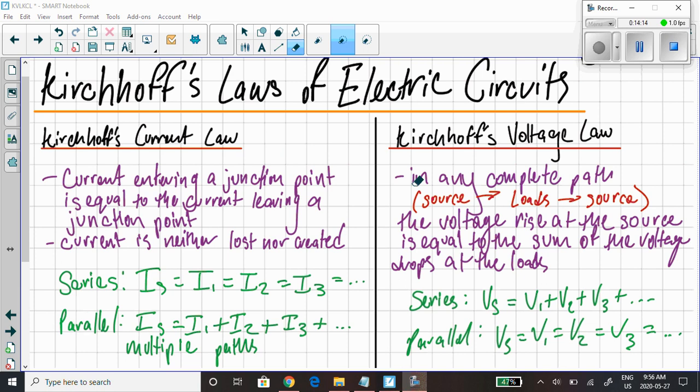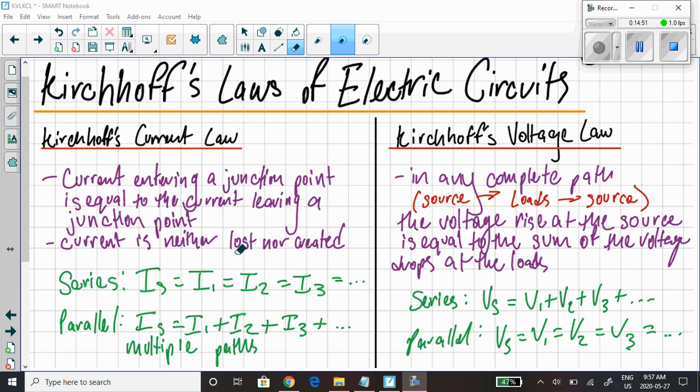Now, who discovered all of this stuff with series and parallel circuits and how the current is acting in one and how the current is acting differently in the other one, and the same thing with voltage? Well, it was a gentleman named, how do you think that's pronounced? It's actually Kirchhoff. Kirchhoff's laws of electric circuits. And there's two of them. There's Kirchhoff's current law, and it says that a current entering a junction point is equal to the current leaving a junction point. Or another way of saying it, current is neither lost nor created.